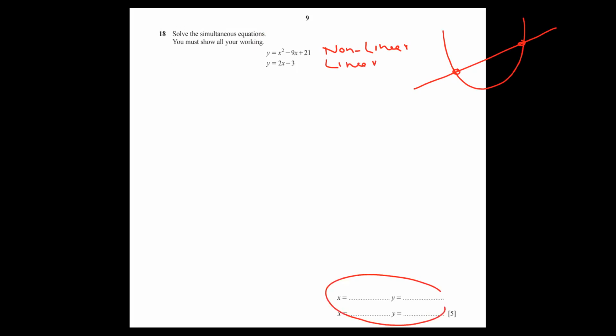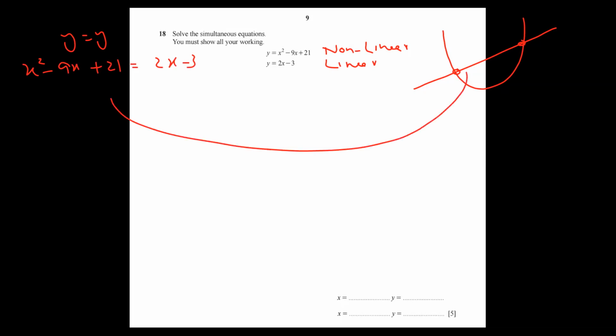Look at here, we need 2 pairs. So I will replace this y value here, or this y value here. So I put them equal to each other indirectly. x to the power 2, negative 9x plus 21 equals 2x minus 3.